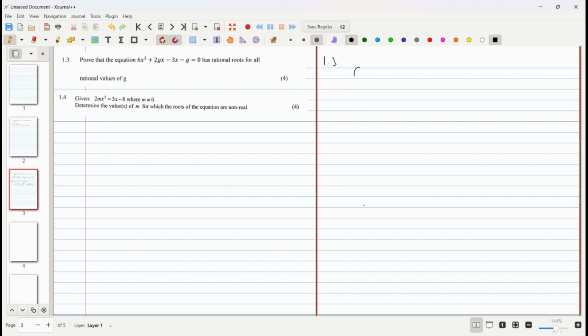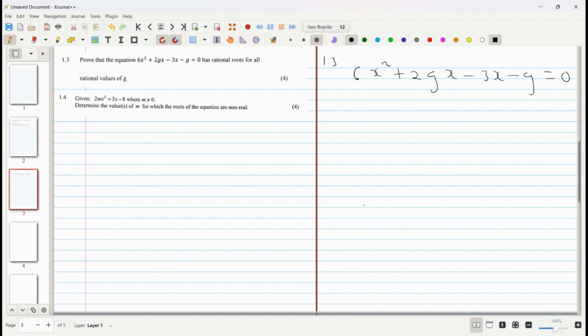It's 6x squared plus 2gx minus 3x minus g equals 0, right? So the first thing that we need to do here is write this equation into its standard form, right? We can see that we have a quadratic equation, so we need to write the quadratic equation into its standard form.